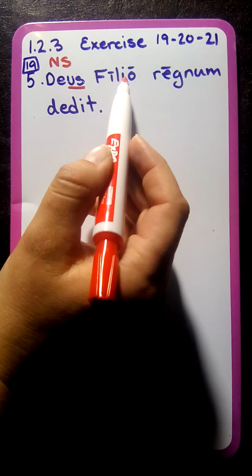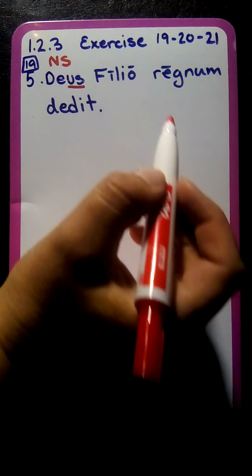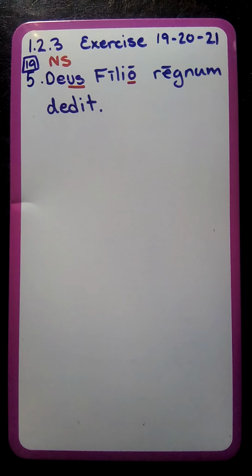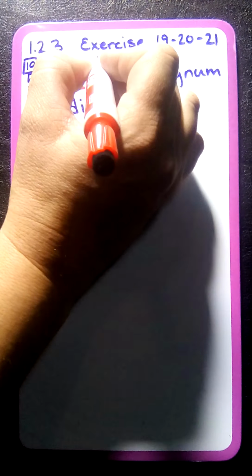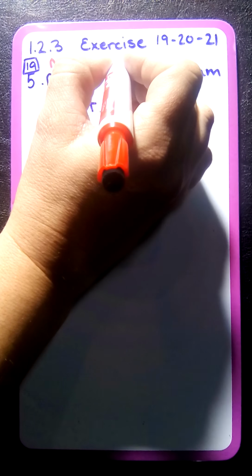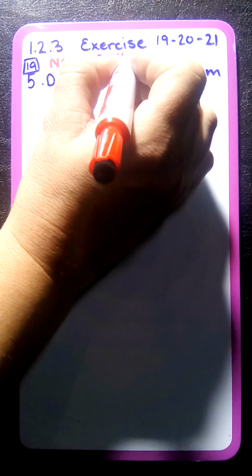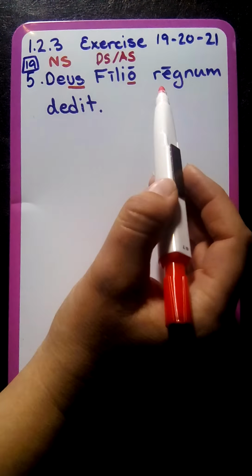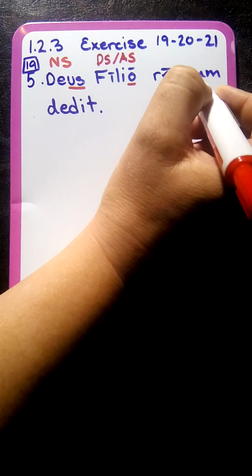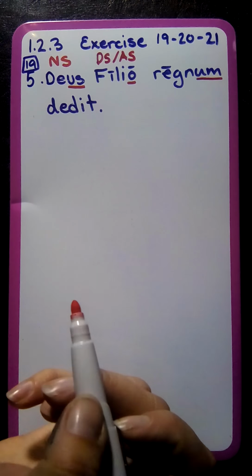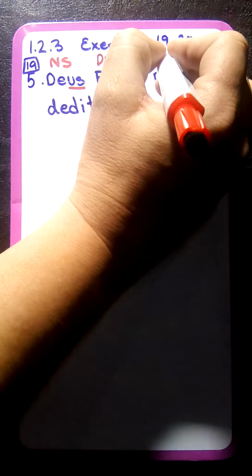Next we have filio. Filio, we learned filius, filii, so that would be second declension singular as well. Looking for our o ending, we see that it appears in the dative singular and also in the ablative singular. Next up is regnum. Regnum, regni, so that is second declension neuter, and we know that in the second declension neuter, the um ending appears in both the nominative singular and the accusative singular.